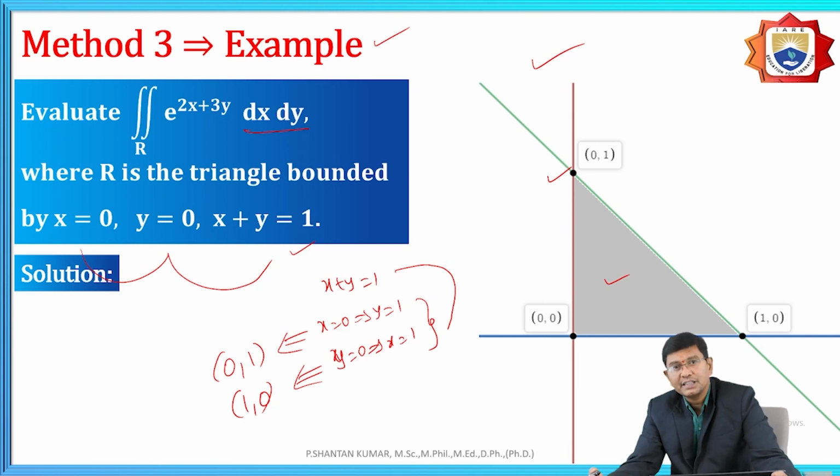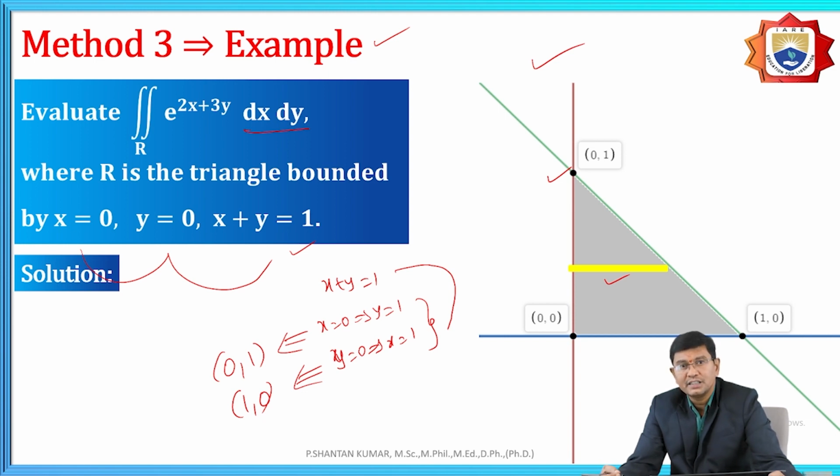Based upon this bounded region, the region is over, and again the points are also over. Next, our target is either to take the parallel to x-axis or parallel to y-axis. For example, we are going to take the parallel to x-axis. And what is the meaning of this parallel to x-axis?